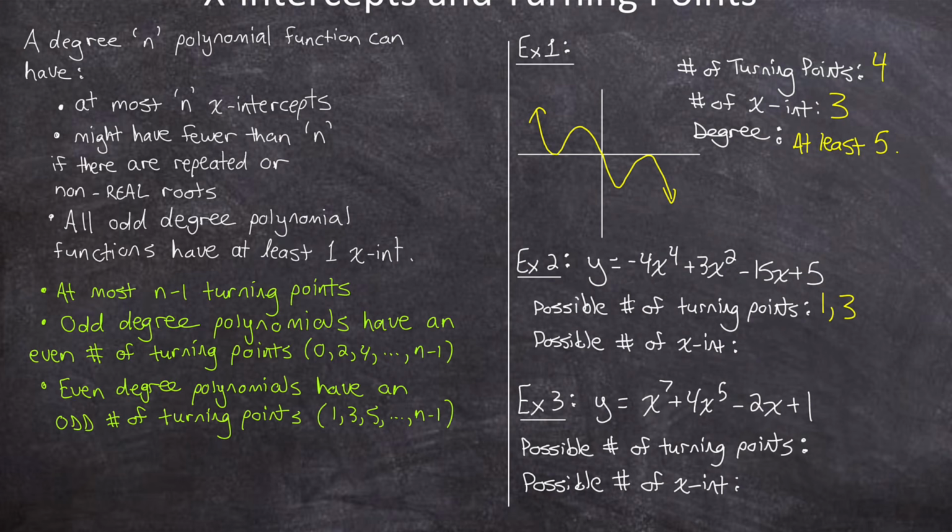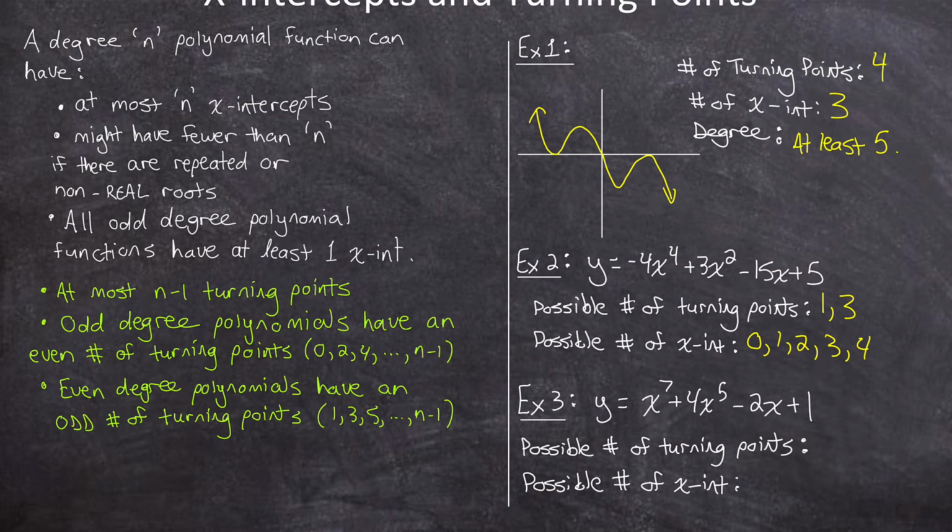And the possible number of x-intercepts? Well, the most it could have is equal to the degree, or any number less. So it could have 0, 1, 2, 3, or 4 x-intercepts. Notice 0 is a possibility for the number of x-intercepts of an even degree polynomial, but it wouldn't be an option for an odd degree.